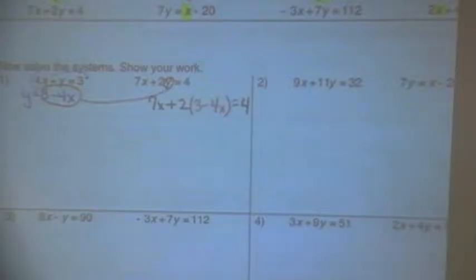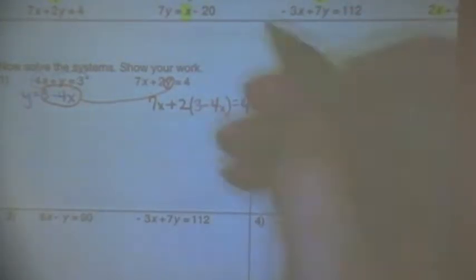Now you should have an equation with one variable. If you get to this point and you have an equation with more than one variable, then you've made a mistake and you've plugged in the wrong place. So when you get to this point, you should just have one letter, and I do. I have x's only. So now I'm just solving for x. So I'm going to distribute this 2. So I have 7x plus 6 minus 8x.